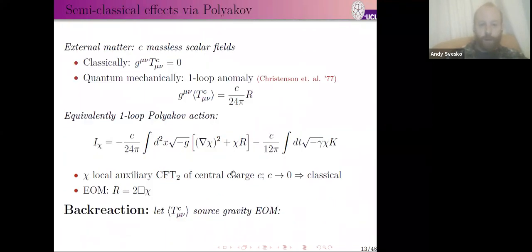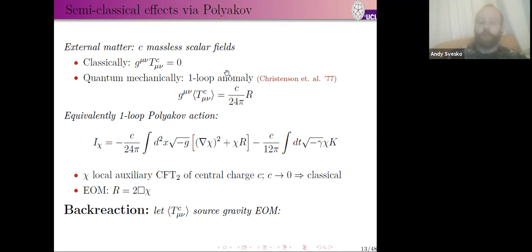Okay, right. So I want to describe and include semi-classical effects. What we're going to do is include external matter, represented by a number C of massless scalar fields. Classically, the energy momentum tensor of these scalar fields vanishes, but it's famous that quantum mechanically there's a one loop anomaly such that the expectation value of the stress energy tensor is non-zero, and it's proportional to the Ricci scalar of your two-dimensional space.